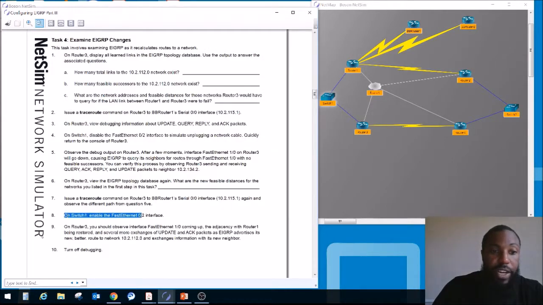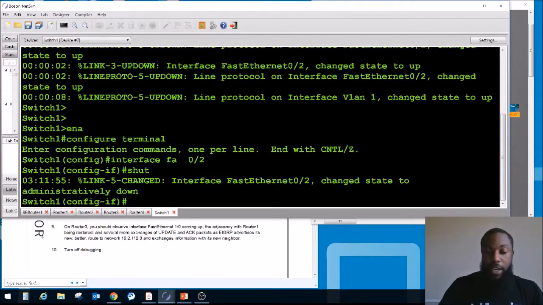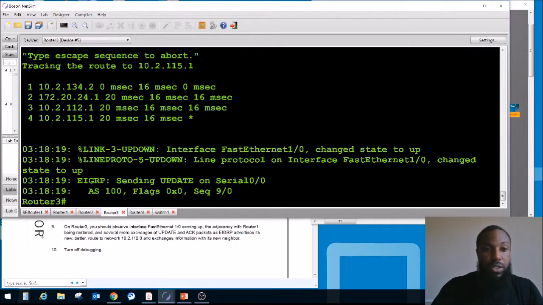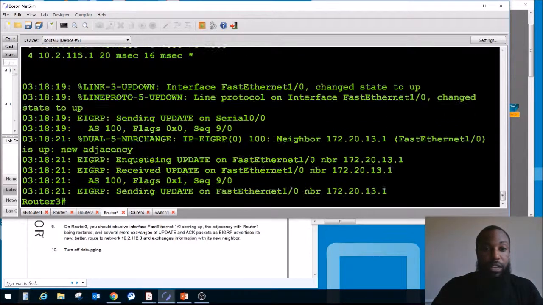Okay, on switch 1, enable the FA02 interface. So we're going to go back to switch 1 and re-enable that guy. So we're going to do a no shut. Let's go back to router 3 and watch those. Here we go. So now everything went up.